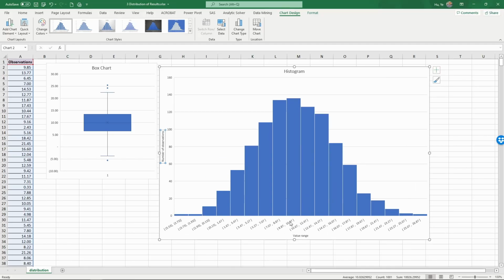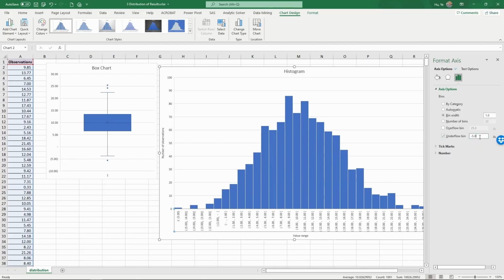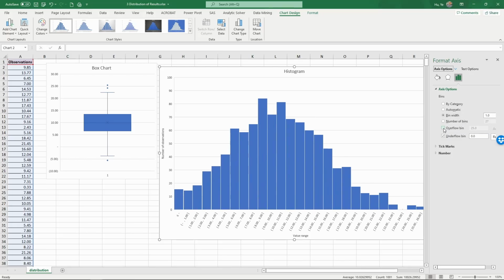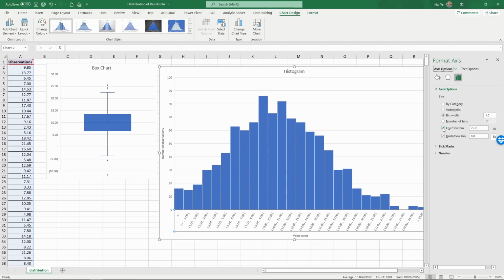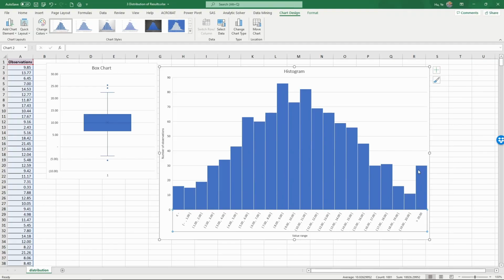Okay, let me edit the bin range. Let's say the bin width is 1 and the underflow bin is 0. Now let's also give it the overflow bin so that it doesn't go all the way too far. And let's say the overflow bin is 20. Okay, and that's it. So this upper bar and the lower bar look slightly bigger, mainly because all the data points above this are stacked here.